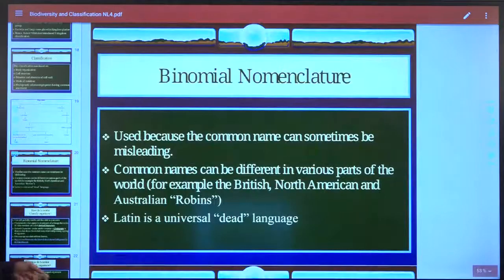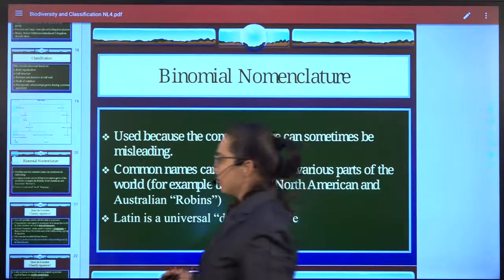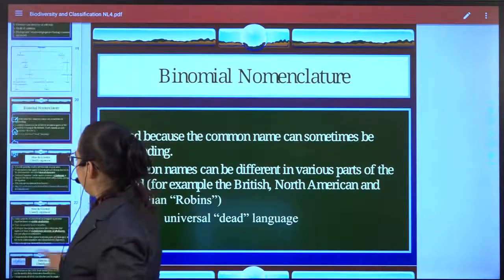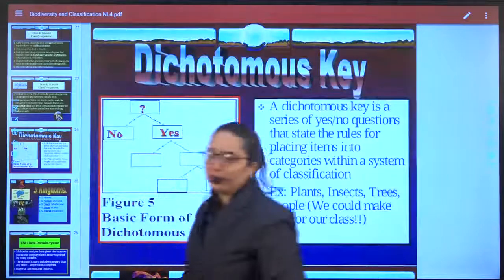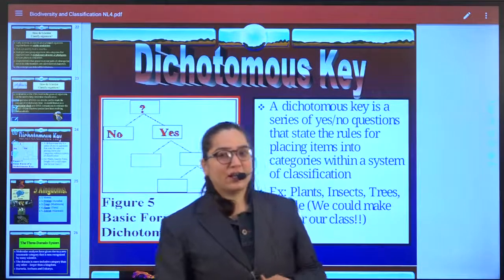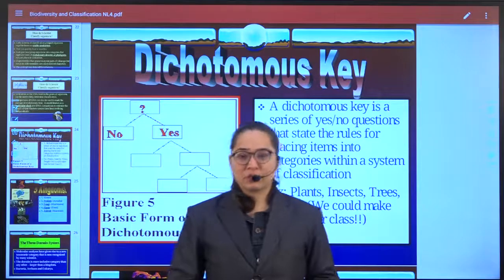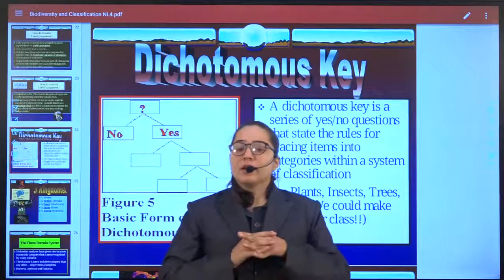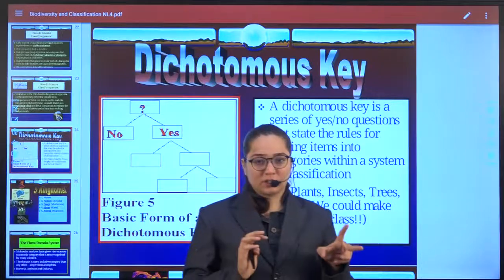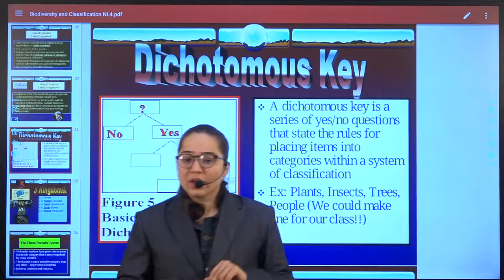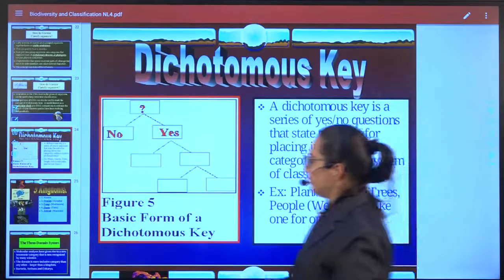Let's start on the binomial nomenclature. Binomial nomenclature, this is the part which you will do in the further content. The next part which we started about how the division took place. For that you are having a dichotomous key. That means a series of questions having only two possible answers, either yes or no. Examples of it are the plants, insects, trees and people.